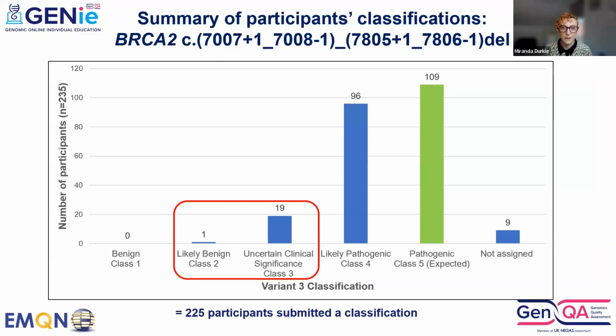So this is a summary of how participants classified the variant. The majority of participants did get class 5 as expected. That's great. Still a significant proportion did get it as likely pathogenic, but obviously it really wouldn't have clinical implications. And then I've highlighted the ones where the classification potentially would affect clinical management. Next slide, please.